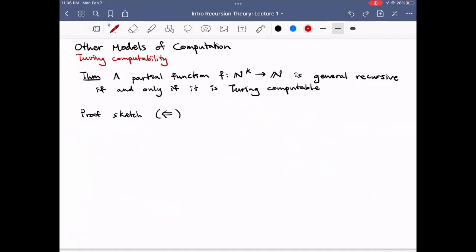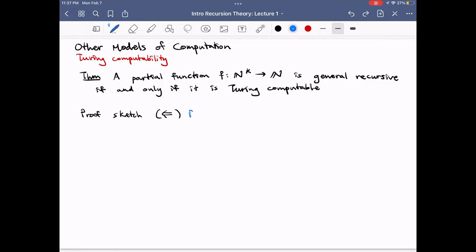So how about the other direction? We want to show that a partial function is general recursive if and only if it's Turing computable. So suppose a function is Turing computable, we want to show it's general recursive. How does that work? This is maybe a bit more complicated to describe. The general idea is something along the lines of the following.